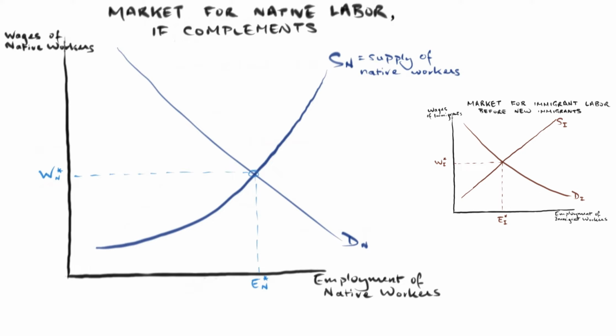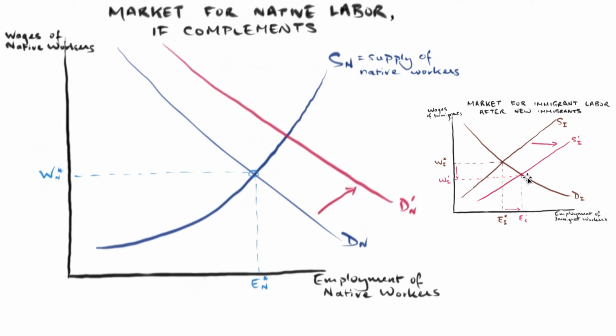So let me talk through this model if the two types of labor are complements. Again, I've got my two markets set up initially before the arrival of new immigrants. The labor market for native workers is in equilibrium, and the labor market for immigrants is in equilibrium. Then the arrival of new immigrants shifts the supply curve for immigrants to the right, and there's a new equilibrium wage paid to immigrants and employment of immigrants. So we've seen this little graph before.